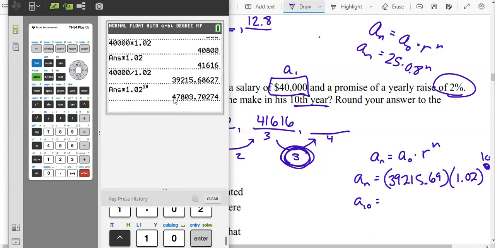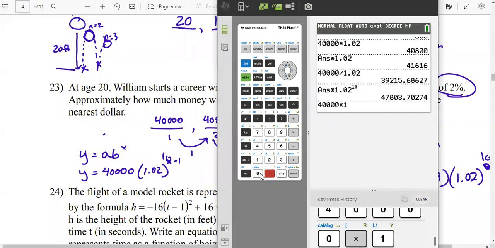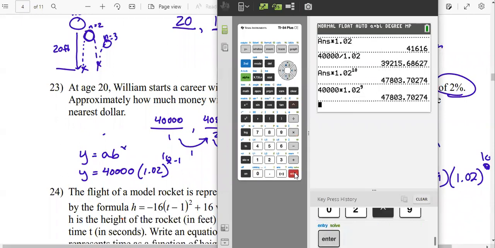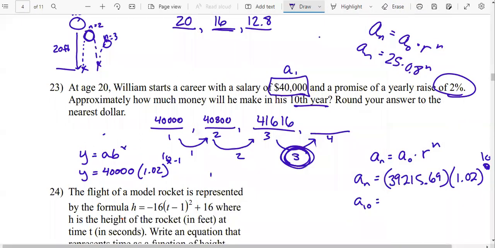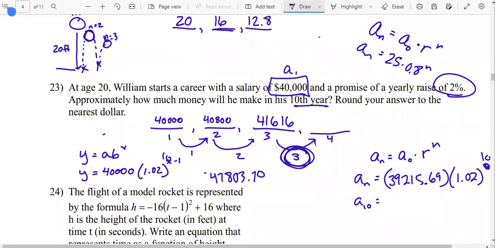In his 10th year, he should make $47,804, give or take. But I can also do my original equation, 40,000 times 1.02 to the, what's 10 minus 1? It's 9. You see they're the same. 47,803.7. 70 cents. It's all about that 70 cents right there. All right. I know you love that.